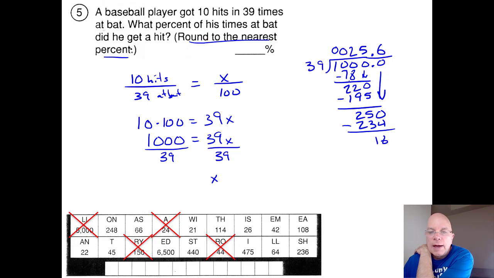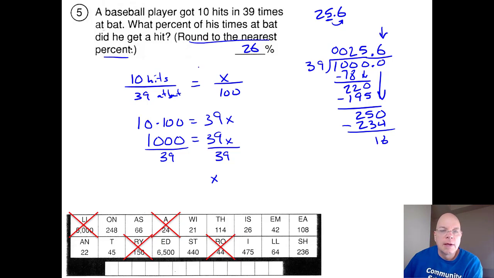I don't need to keep going like this, because if I'm rounding to the nearest percent, I just needed to know how many tenths I have. I needed to know how many tenths so I could decide whether my percent is closer to 25% or 26%. And since the number in the tenths place is 5 or more, I'm closer to 26% than 25%, and so my answer is 26%. And when I look at 10 out of 39, that's pretty close to a fourth of the times at bat, which would be 25%, so I'm very happy with that answer. And crossing it out below.